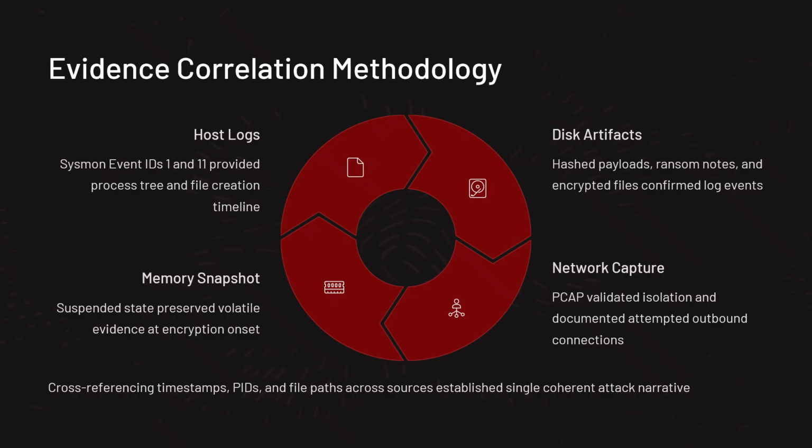For this project, we correlated Sysmon logs for process sequencing, disk artifacts for file impact verification, packet captures for network behavior, and memory snapshots for volatile states, limited but preserved due to how we ran the experiment. In the end, this correlation process eliminates ambiguity. When 4 independent sources agree on the same sequence of events, investigators can confidently reconstruct the attack. Such correlation also ensures that if one source is incomplete, for example, due to log tampering, the others compensate.